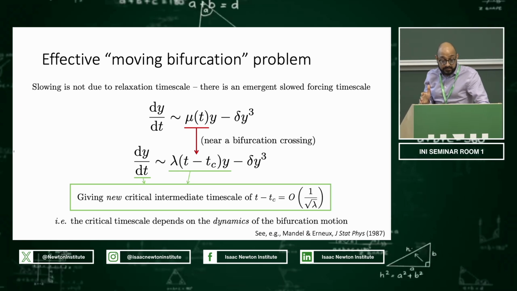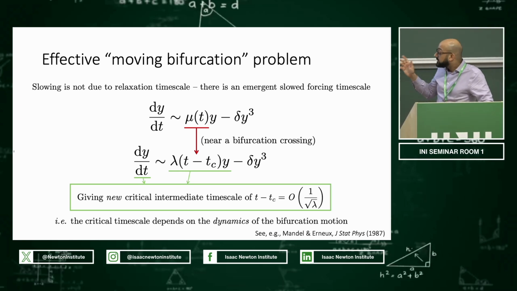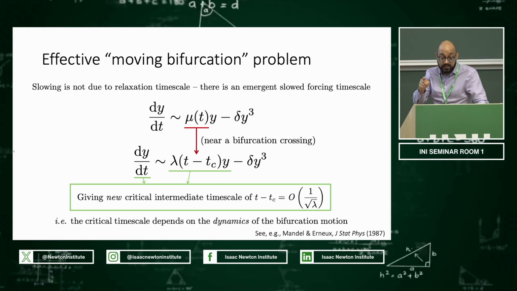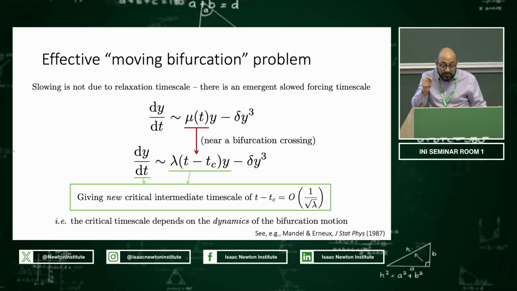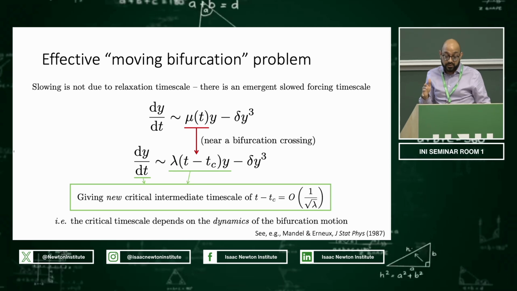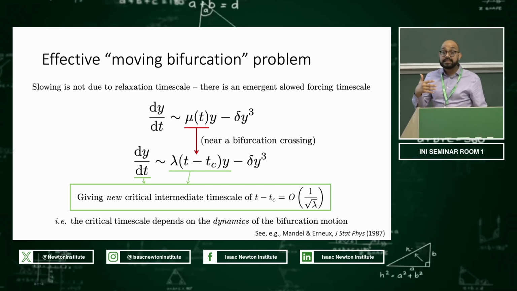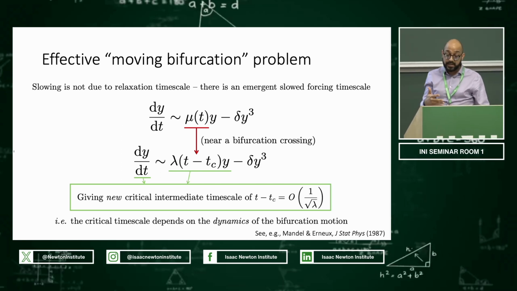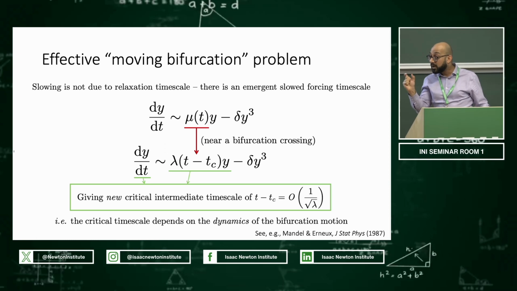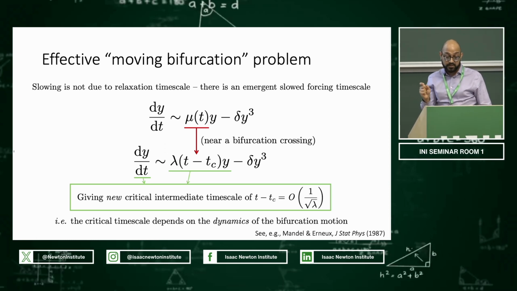So what this means is that the actual slow timescale here depends on lambda, which means that it depends on the dynamics of the bifurcation motion, essentially on how quickly you pass through the bifurcation. So this is fundamentally different to the classic bifurcation slowing, which only depends on how close you are to the bifurcation, not on how quickly you are moving through it.